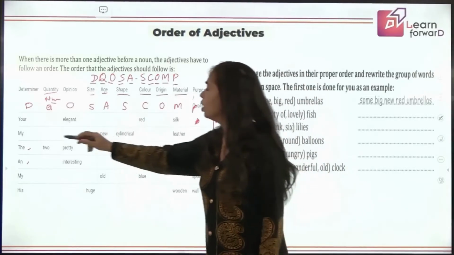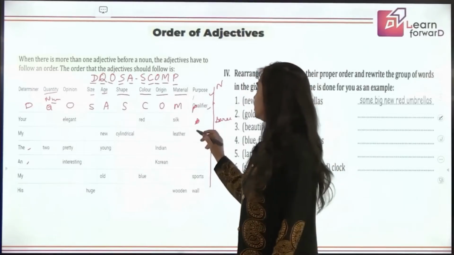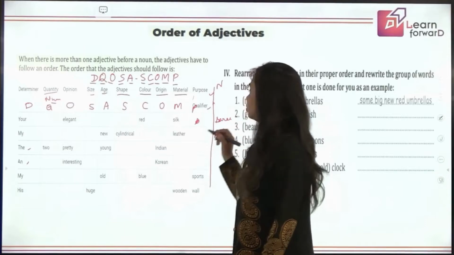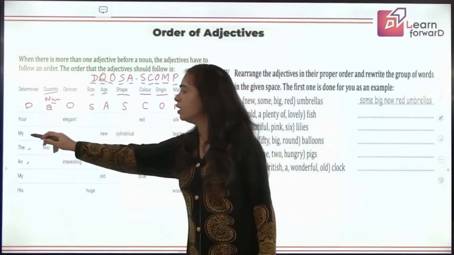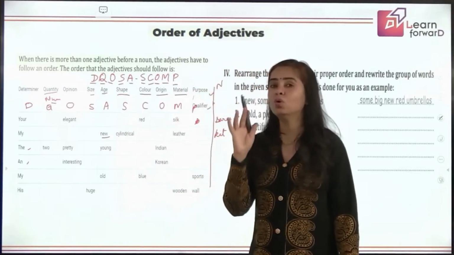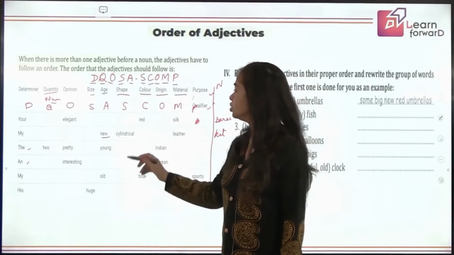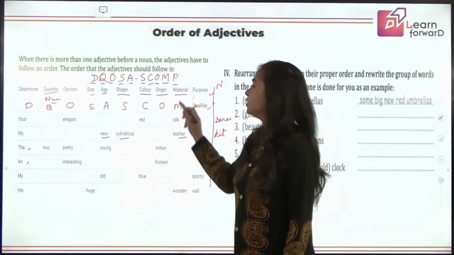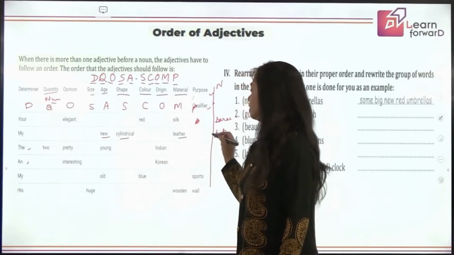Now when I talk about my new cylindrical leather, what? My new cylindrical leather kit. It could be your pencil kit. So what is the order? The determiner first. New is age. New, old, younger, older, elder, all they come in age. Then cylindrical, that is the shape, and leather is the material used. So we will say in this order only.